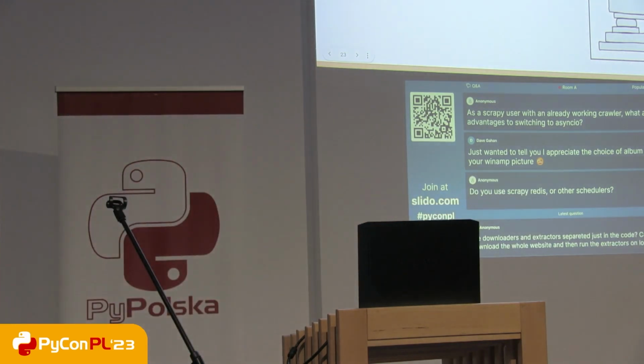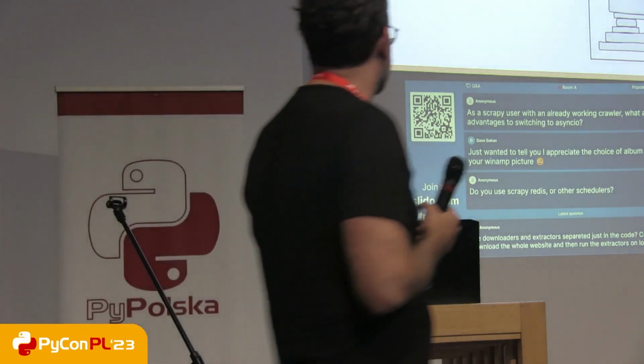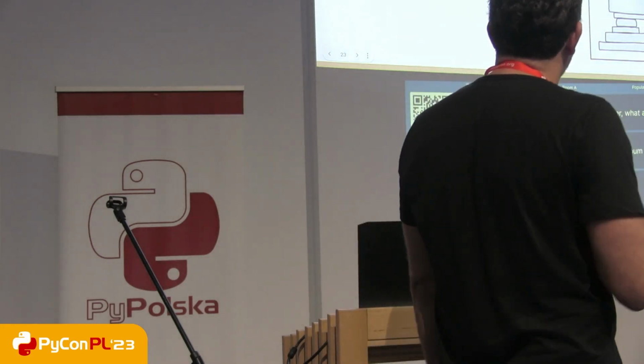As a Scrapy user with an already working crawler, what are the advantages to switching to Async IO?